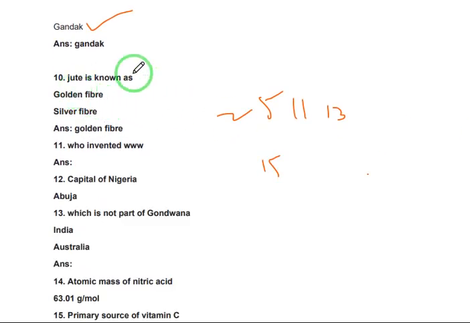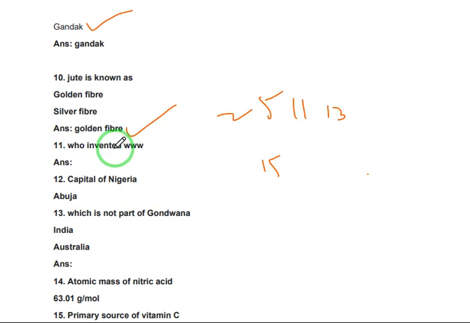Next, jute is known as golden fiber or silver fiber. The correct answer is golden fiber. Jute is known as golden fiber. So here, the second question, fifth question, 11th question, 13th and 15th question answers, if you know, just answer in comments.